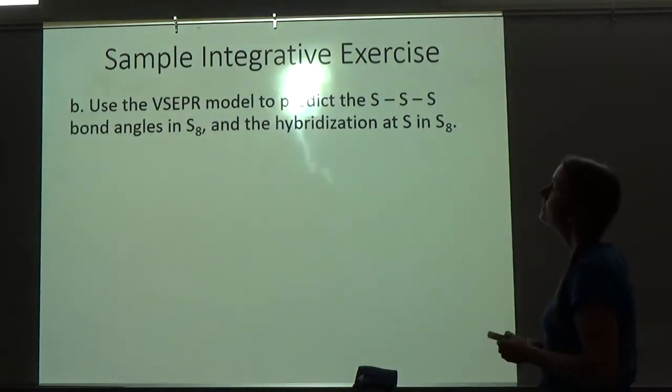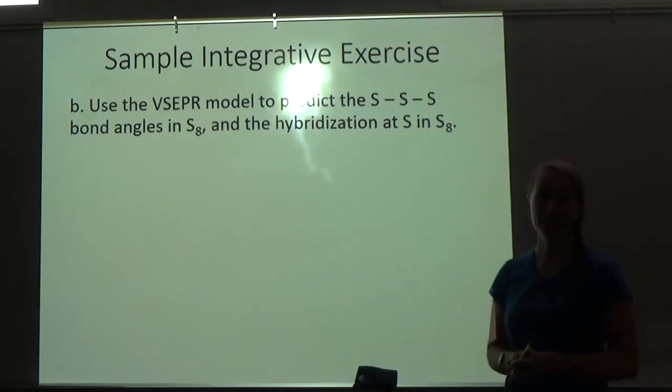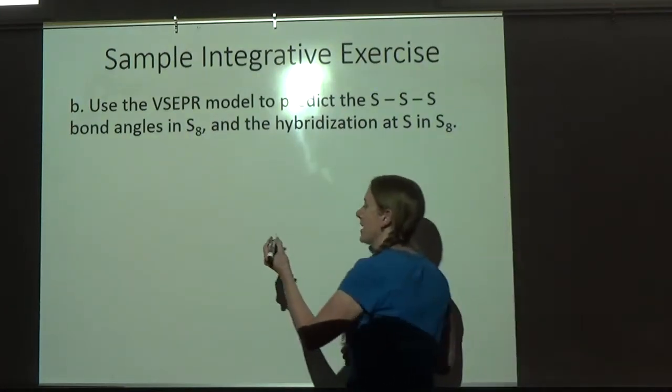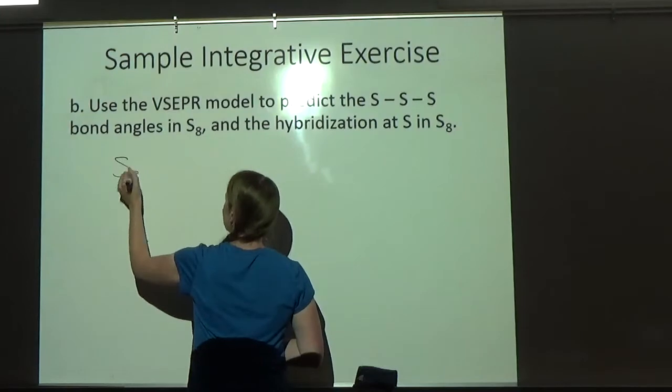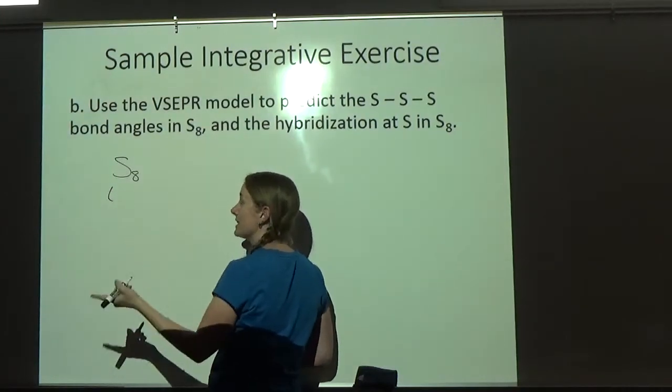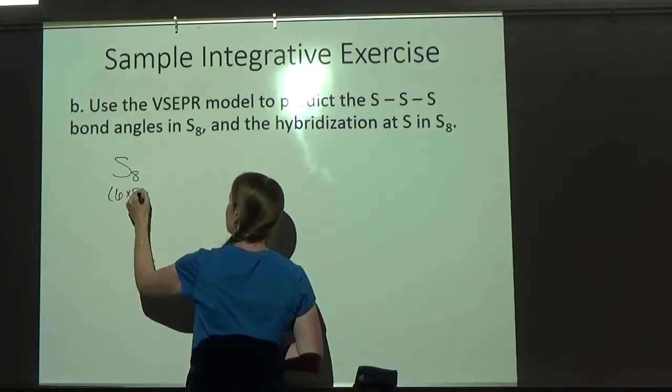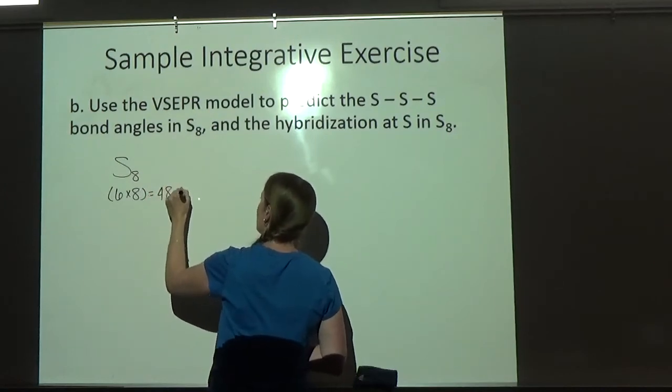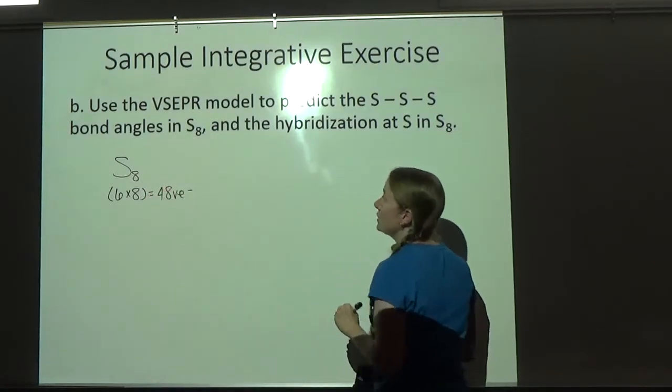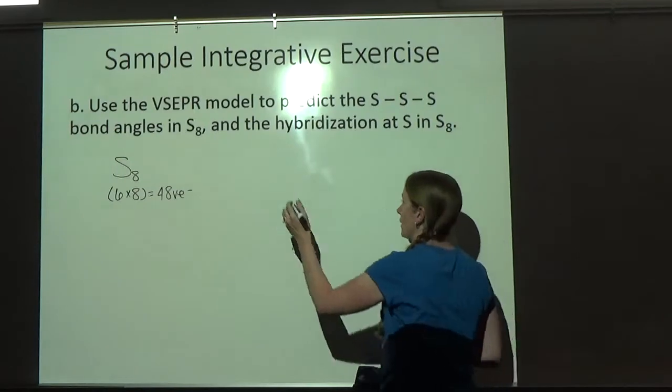So it says, use the VSEPR model to predict the S-S-S bond angles in S8 and the hybridization at S in S8. So here we go, back to chapter 8. Alright, so first let's draw it. So we have S8, S is in group 16, so it has 6 valence electrons, and there's 8 of them, so we have 48 valence electrons to work with. It told me it's an 8-membered ring, so I already know how to set it up.